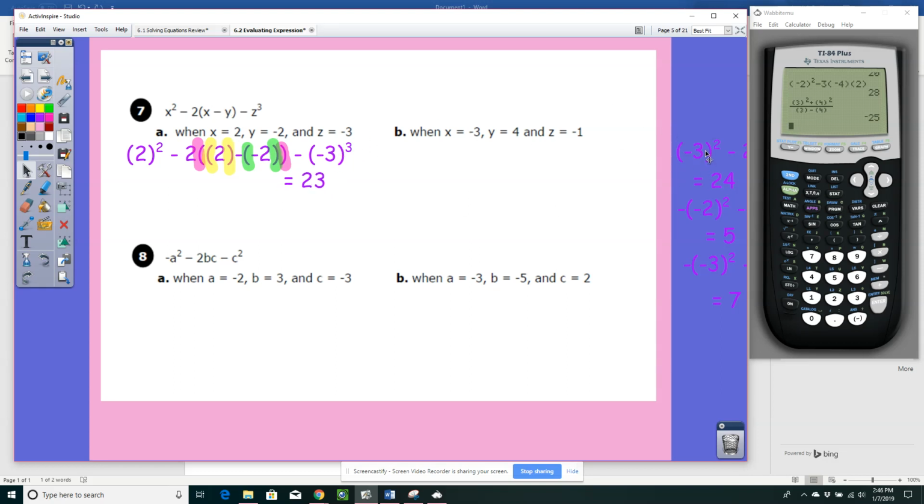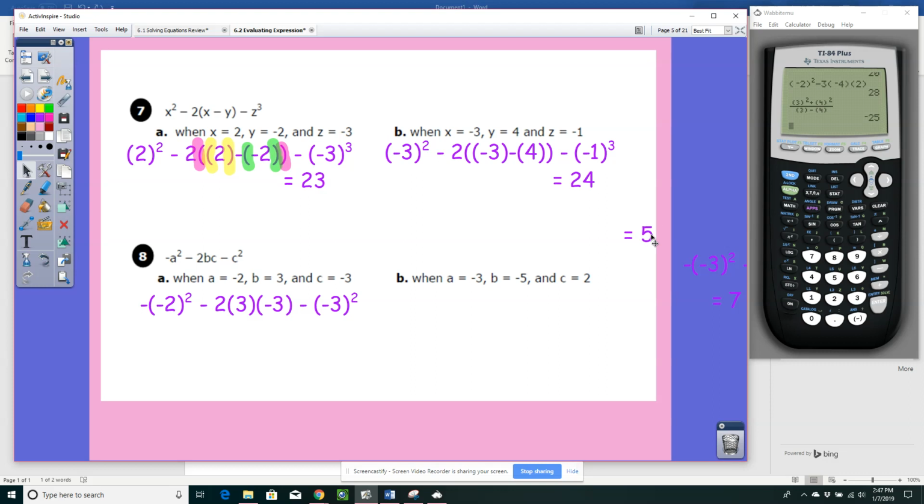Again, I'm using the same expression. I'm just changing the values. Again, I still have those double parentheses. And this time, it's going to equal 24. And then finally, my last one, again, I've got a negative in front of that a. So I need to make sure that I put just my a value in parentheses, which is a negative 2, which leaves me with another negative sign. That's okay. And so this one would equal 5. And then again, same expression, just plugging new values in. And this time I would get 7. So that is it for this video.